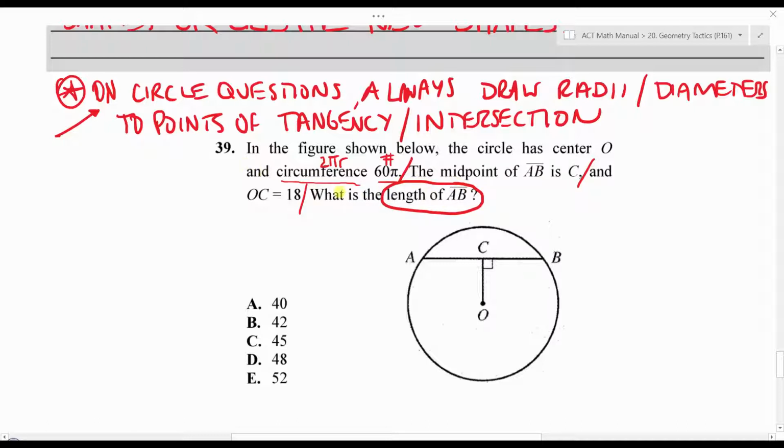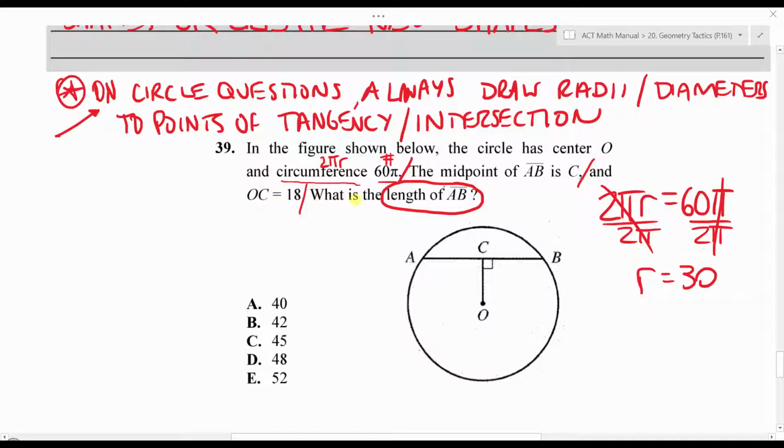So let's actually start by applying tactic 3. Let's write down 2 pi r equals 60 pi. We are setting the formula equal to the number, and now we're going to solve for the radius. We're going to divide each side by 2 pi, the pi's cancel, 60 divided by 2 is 30. So we now know our radius is 30.